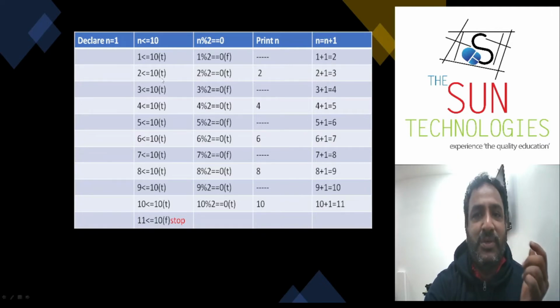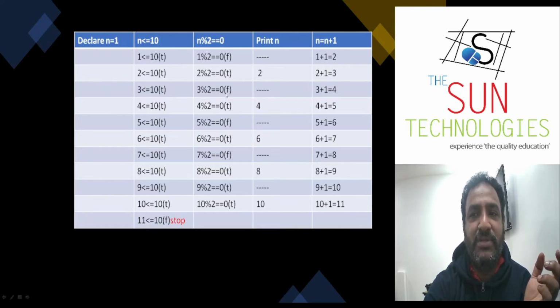And 2 less than or equal to 10. 2 modulus 2 equal to 0, the condition is true. 2 is displayed. 2 plus 1 equal to 3. 3 less than or equal to 10, the condition is true. 3 modulus 2 equal to 0 fails. Why? Because if I divide 3 by 2, you are getting the remainder as 1, not 0. It is a fail, so it won't display anything.